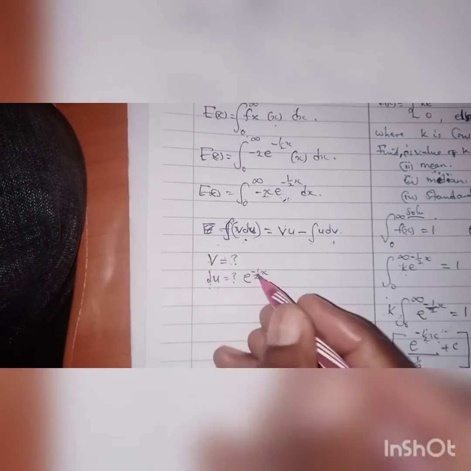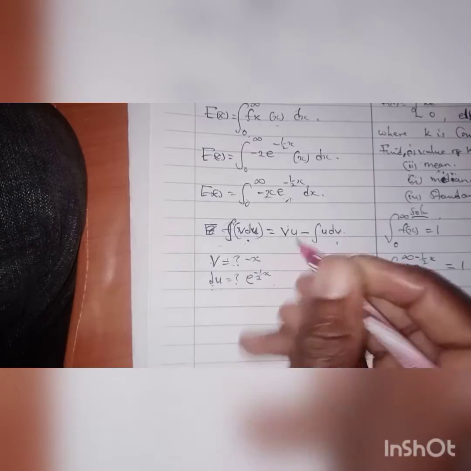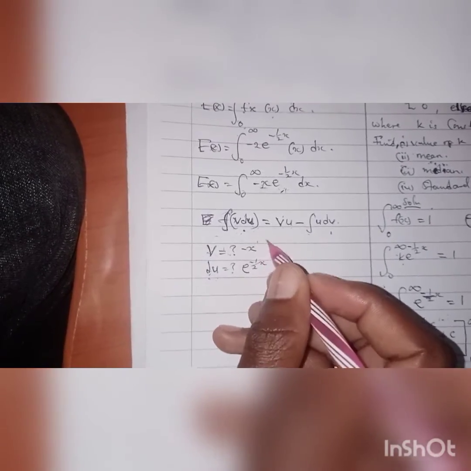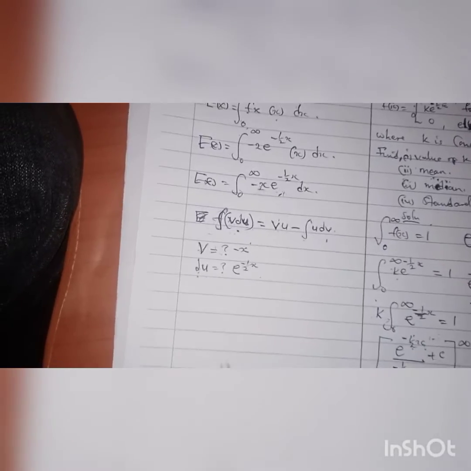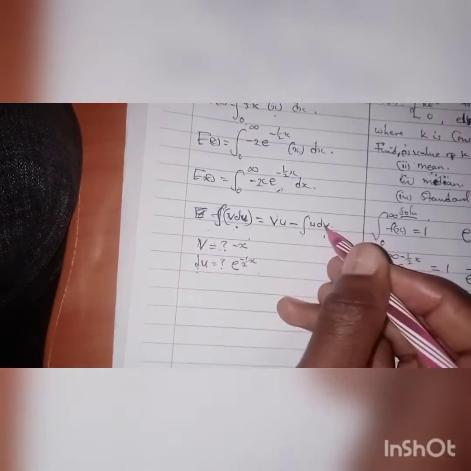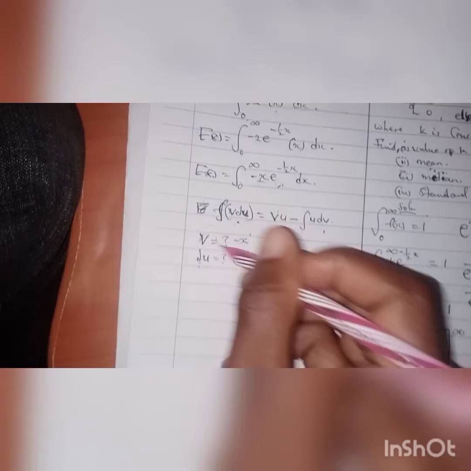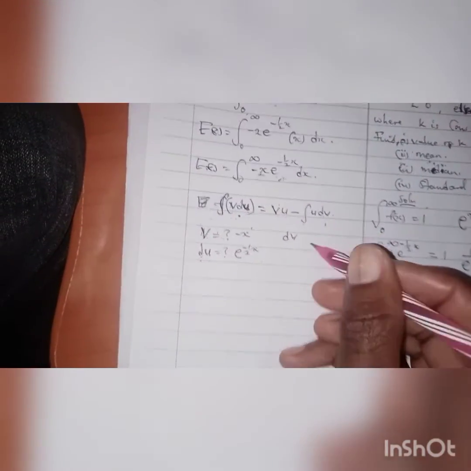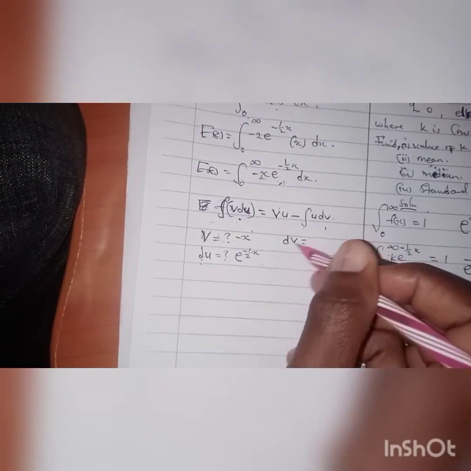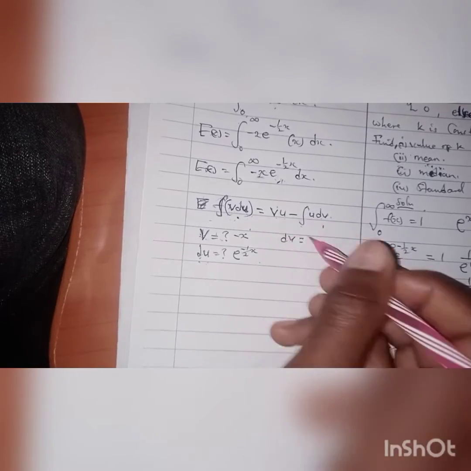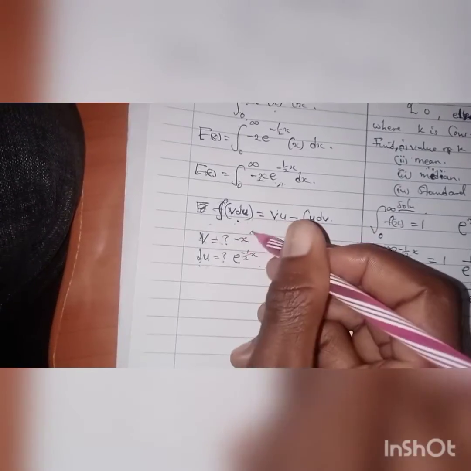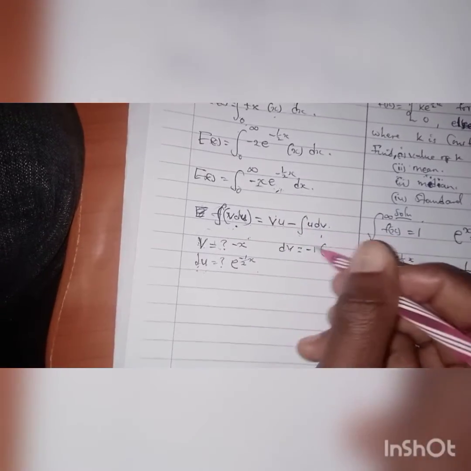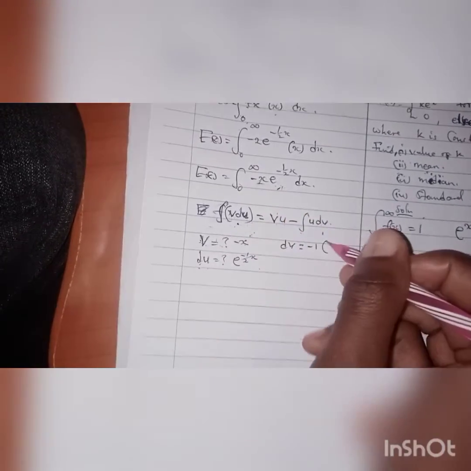Therefore, v you just substitute with x. Why? When you differentiate x, it gets lost. Let's continue. What now? Getting dv, you have to differentiate. When you differentiate this, you just get 1, so dv is 1 dx, since x raised to 0 is just 1.